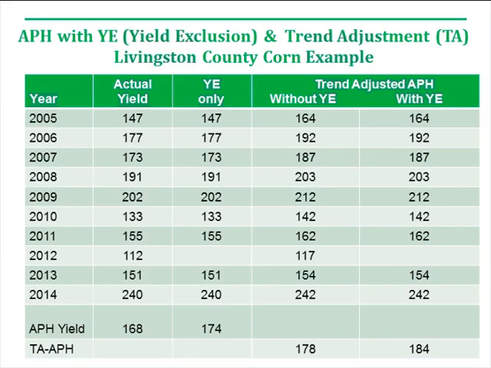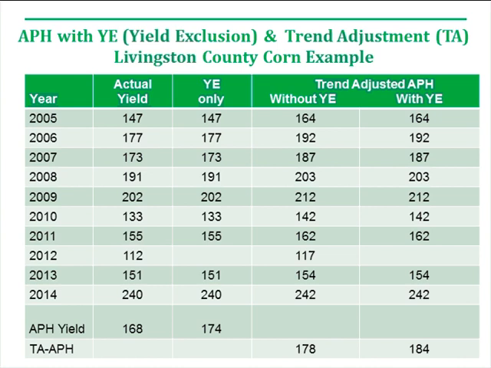All right, my next slide here talks about how an APH can have multiple options. In my example here is a Livingston County corn where there is yield exclusion eligible as well as trend adjustment available. So I want to show how each of these options changes a producer's APH. First of all, we must know the actual yields. So this customer's 10-year average is 168.